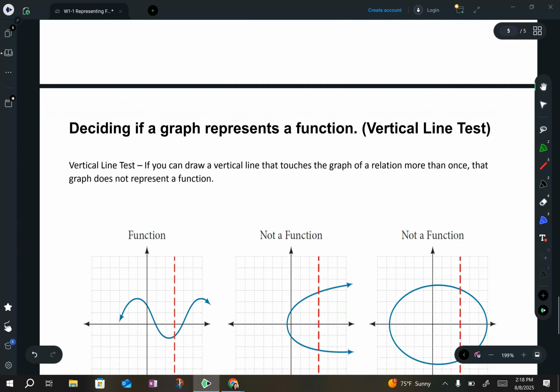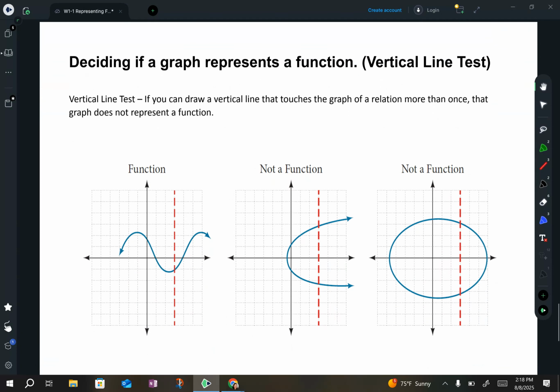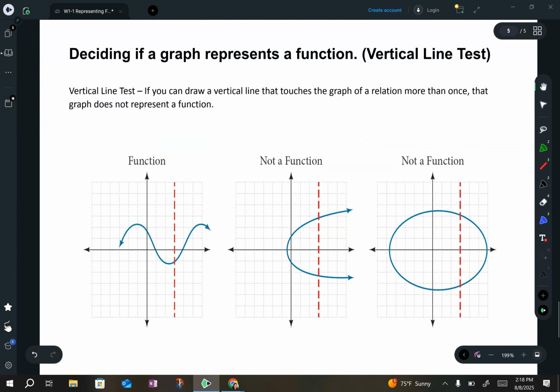All right, now let's learn how to decide if a graph represents a function. We have a cool test called the vertical line test. And the vertical line test says if you can draw a vertical line that touches the graph of a relation more than once, that graph does not represent a function. So let's look at our examples here. The first one is a function. Any vertical line I draw is going to only touch this graph once. There's no way I can draw a vertical line and have it touch the graph more than once.